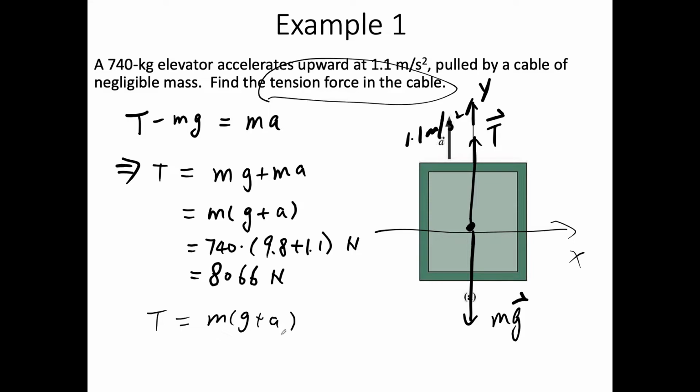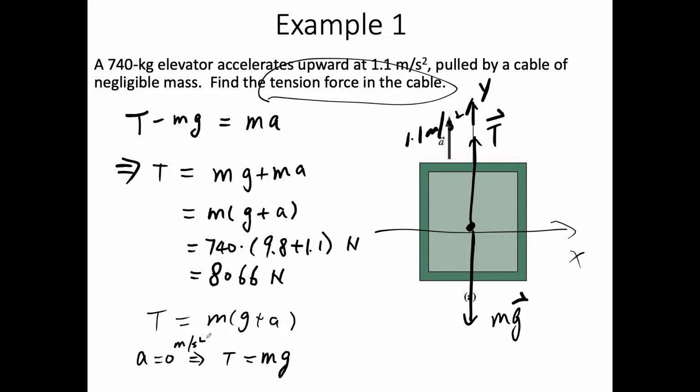Let's see if a is 0. If a is 0, then we have T equal mg, which is exactly the example we discussed in this first law, right? So if the elevator is going up but without any acceleration, then the magnitude of the tension exactly equals the weight.